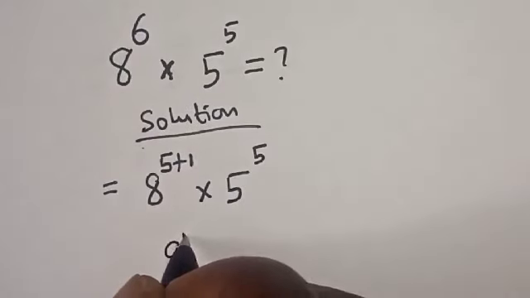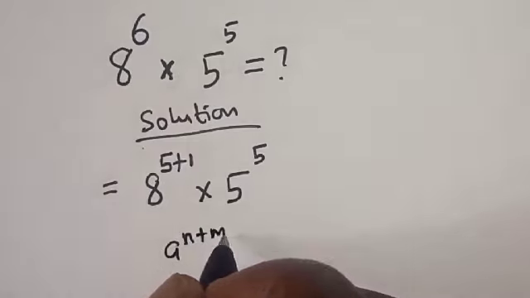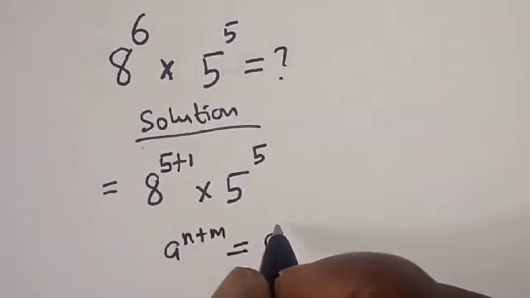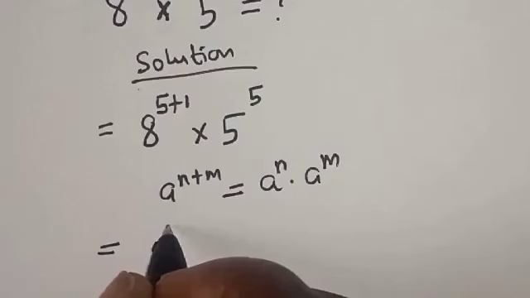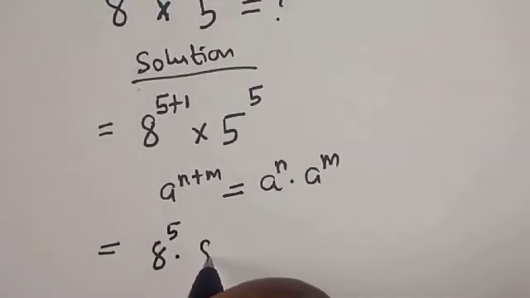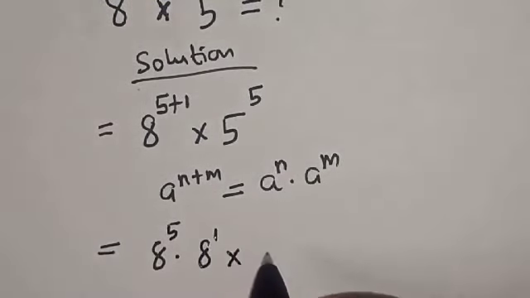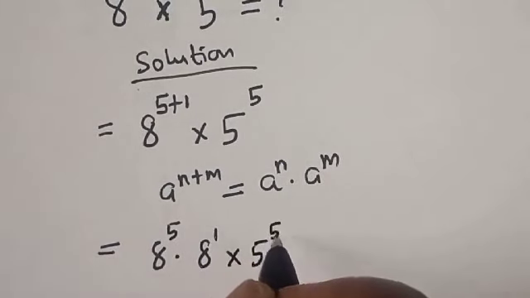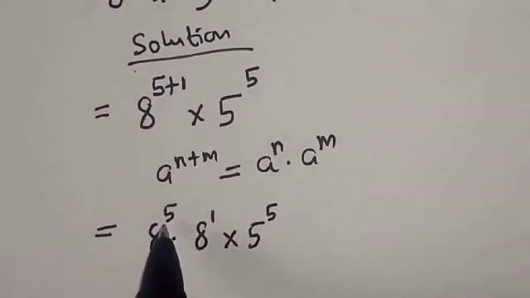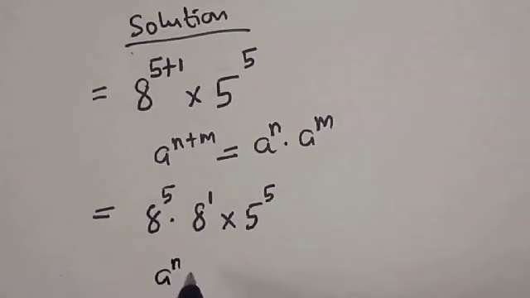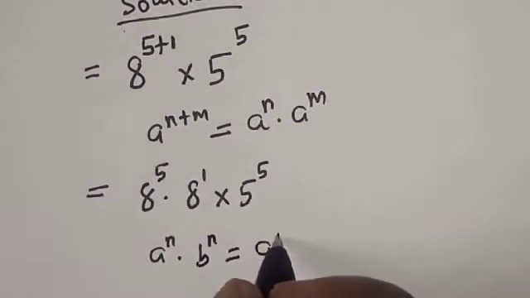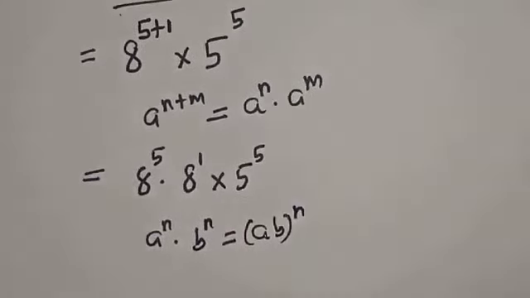You have a raised to power n plus m. This is equal to a to the power of n multiplied by a to the power of m. So 8 to the power of 5 multiplied by 8 raised to power 1, then multiplied by 5 to the power of 5. Now this is power of 5 and this is also power of 5. Now if you have a raised to power n multiplied by b raised to power n, this is equal to ab to the power of n.